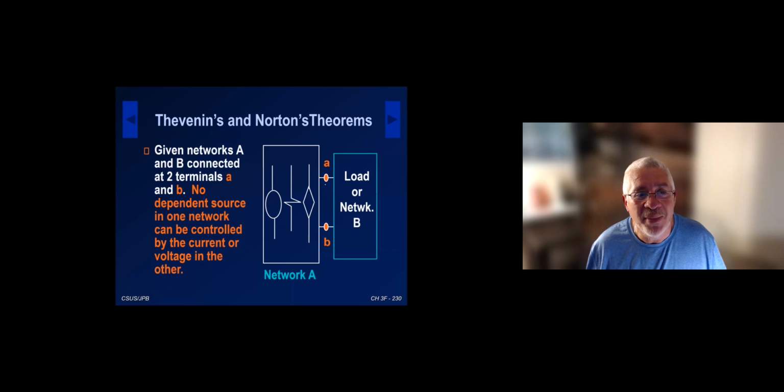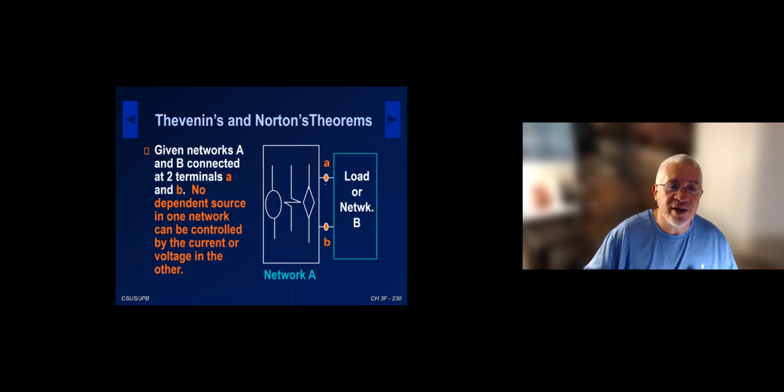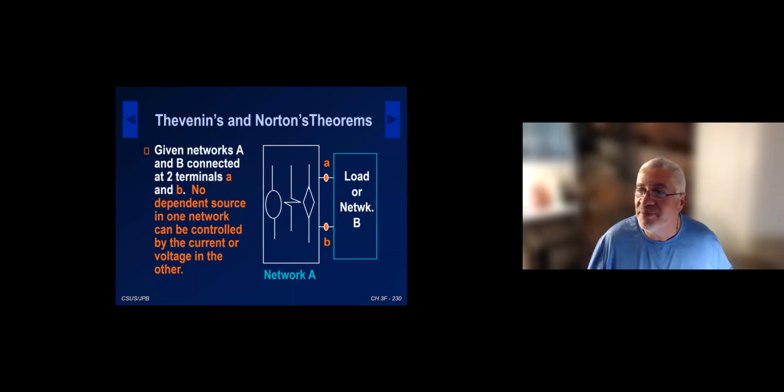So again, the formal thing, we're going to say given network A and B, they're connected at two terminals. The only restriction here is what I have in orange here. If you have a dependent source in network A, it cannot be controlled by a voltage or current in network B or vice versa. Okay, so network A and B are fairly independent of each other, essentially. That's the only restriction. I'm not going to give you something like that, obviously, in this course, but I just want to make sure that I have a complete set of information for you here.